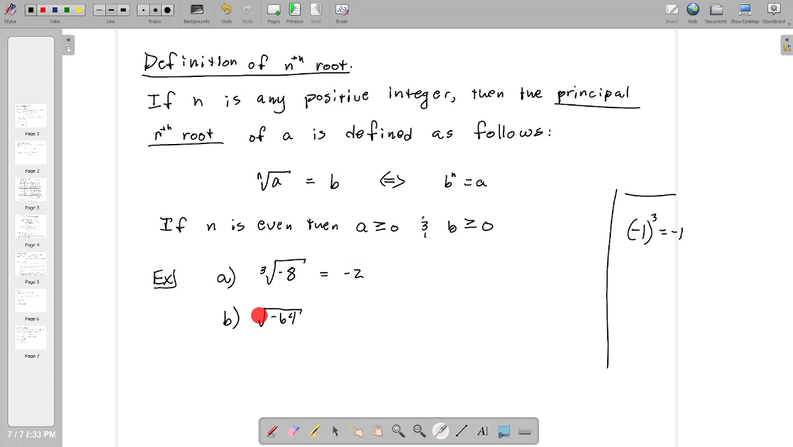Now when you have an even index, and when the index isn't written, it's understood to be 2. So we have an even index here. Our index is 2. Then this number needs to be positive. Otherwise, we start to tread into the complex numbers. I don't know if y'all have ever covered complex numbers with the imaginary number i. That's what we're talking about in this case. So up to this point in the class, we would say that this is undefined.